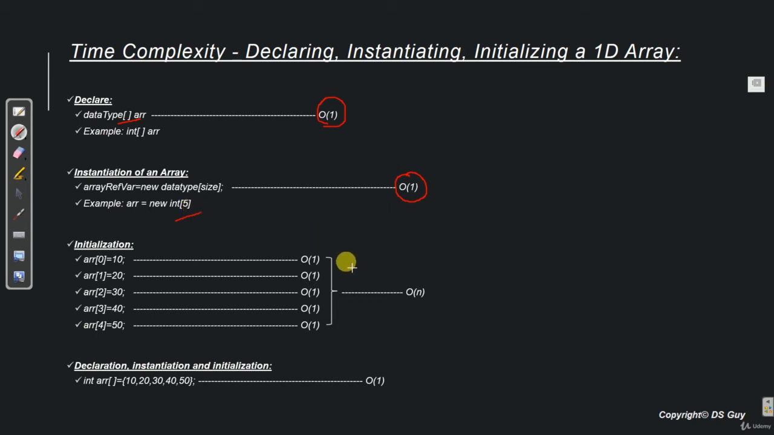However, when we are initializing an array, since we have to loop through all the cells in the array, it is an order n operation, because each of these steps takes order 1 time, and the total number of steps is n. So n into order 1 becomes order n time.